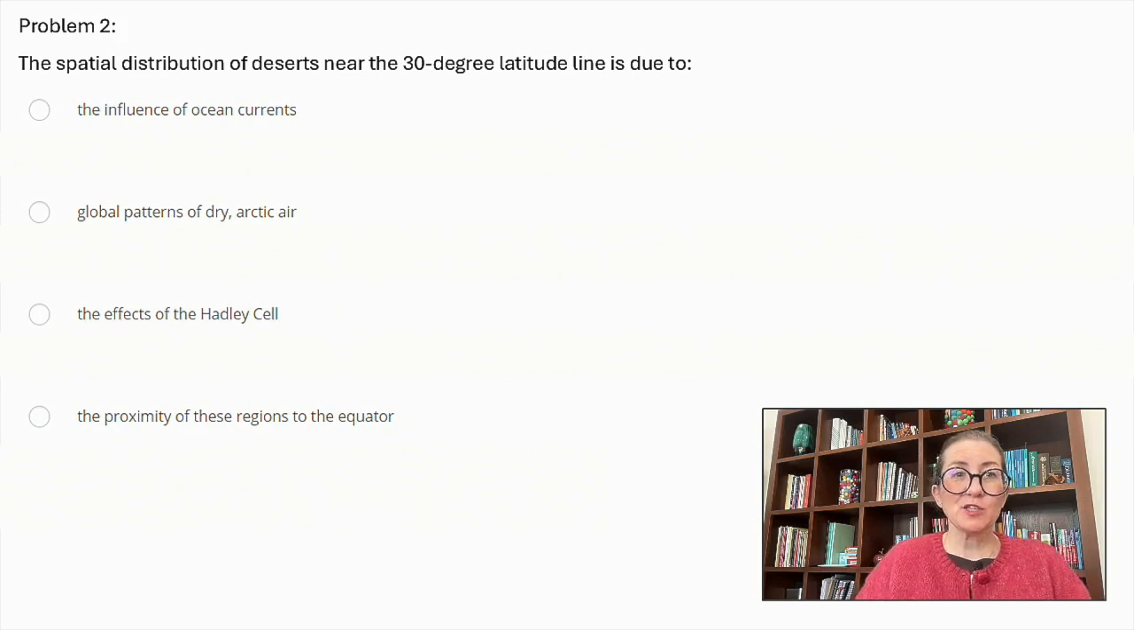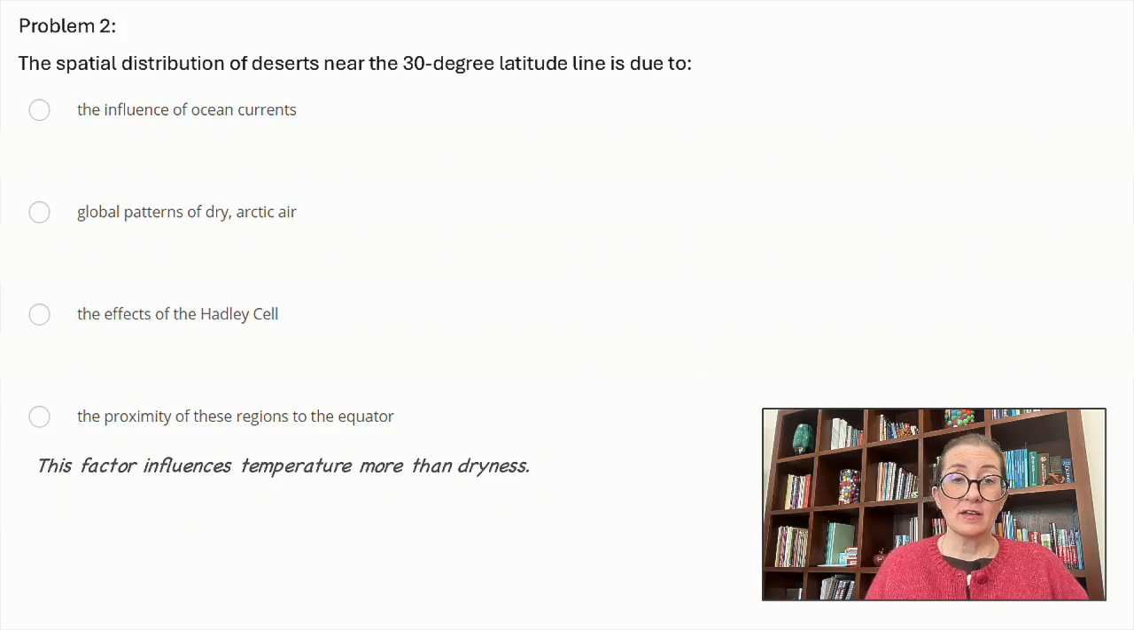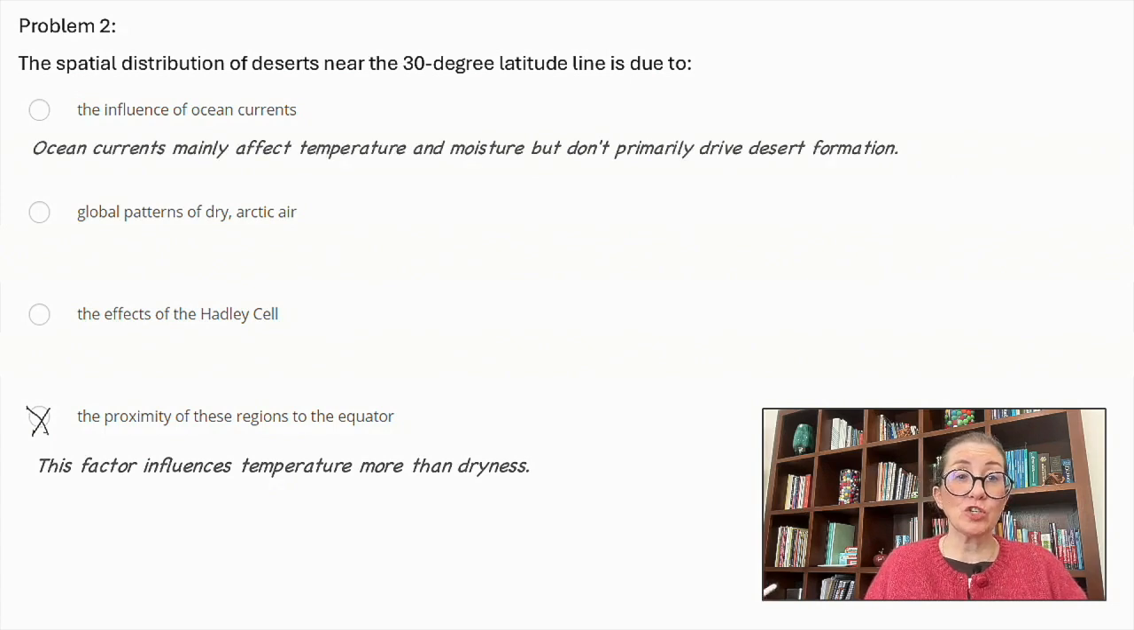Problem number 2. The spatial distribution of deserts near the 30-degree latitude line is due to the influence of ocean currents, global patterns of dry Arctic air, the effects of the Hadley cell, or the proximity of these regions to the equator. Starting there, the proximity of these regions to the equator influences temperature more than dryness, so we can cross that out. Now at the top, ocean currents mainly affect temperature and moisture, but don't primarily drive desert formation, so that is not correct either.